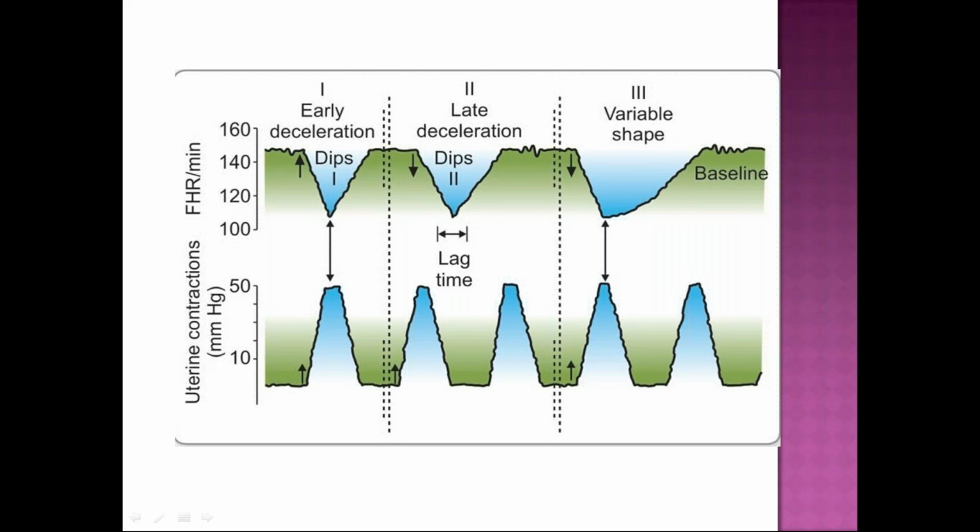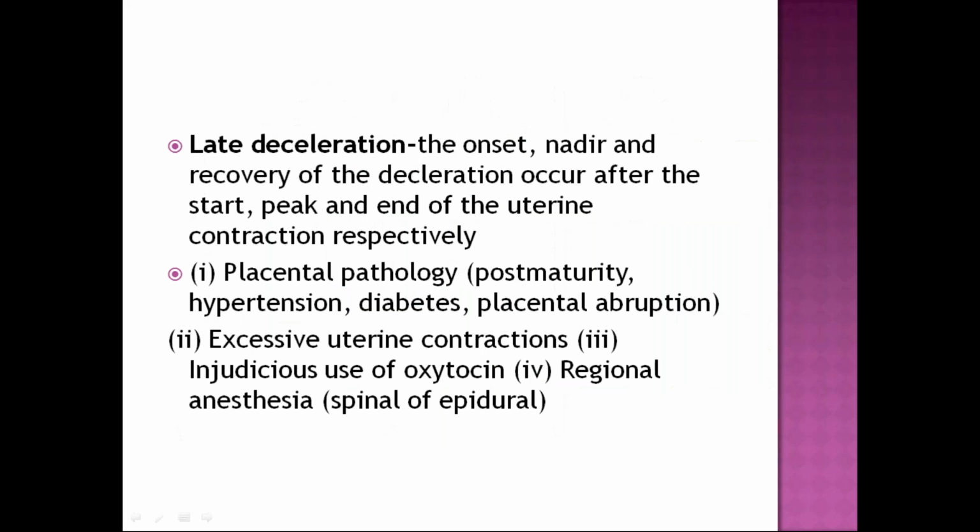Early deceleration is due to cord and head compression. It is not dangerous, you can just monitor the patient. With late deceleration, the baby has to be delivered because the baby is in danger. With variable deceleration, you have to individualize the patient, find the cause of the deceleration, and manage accordingly.